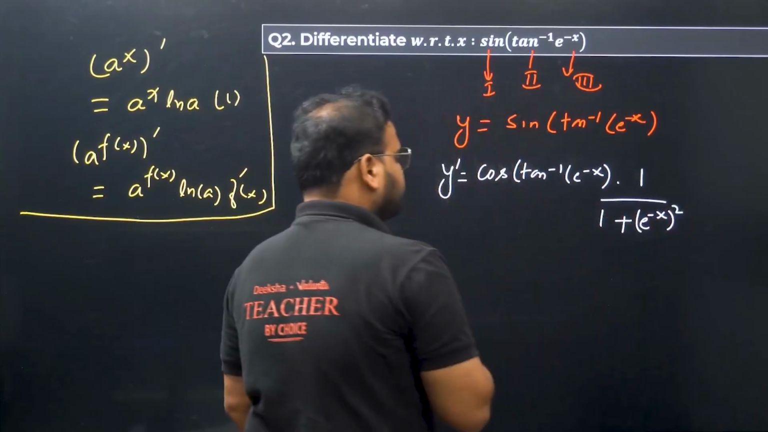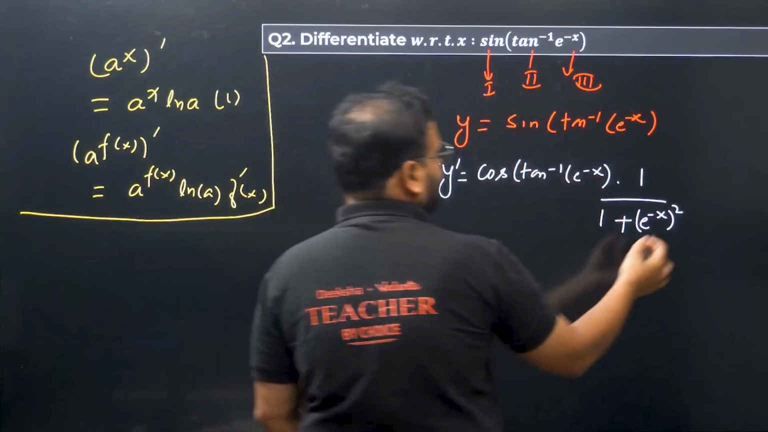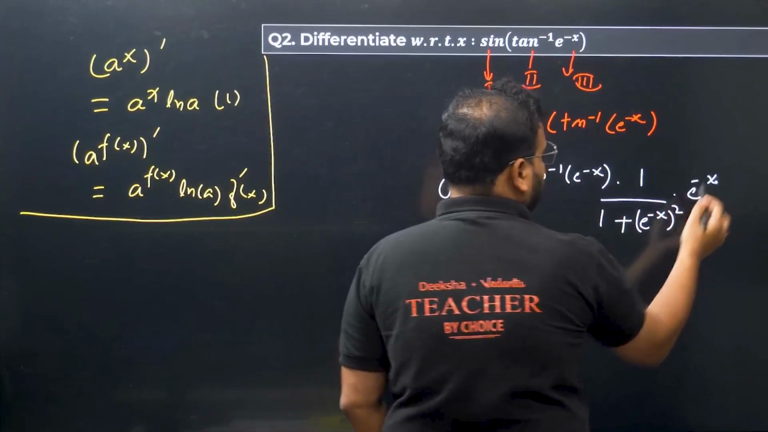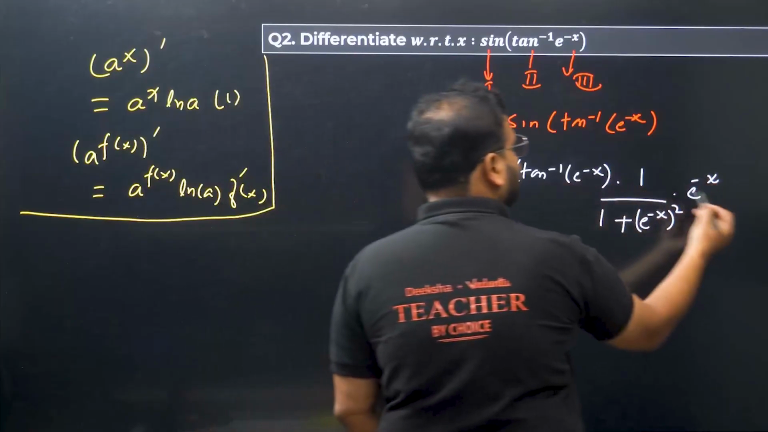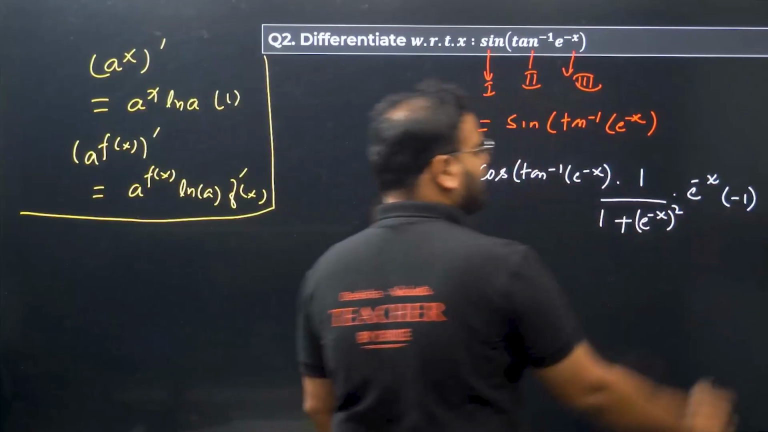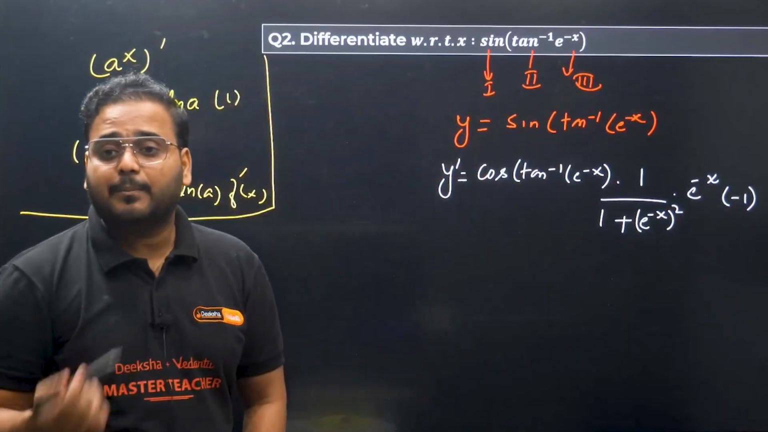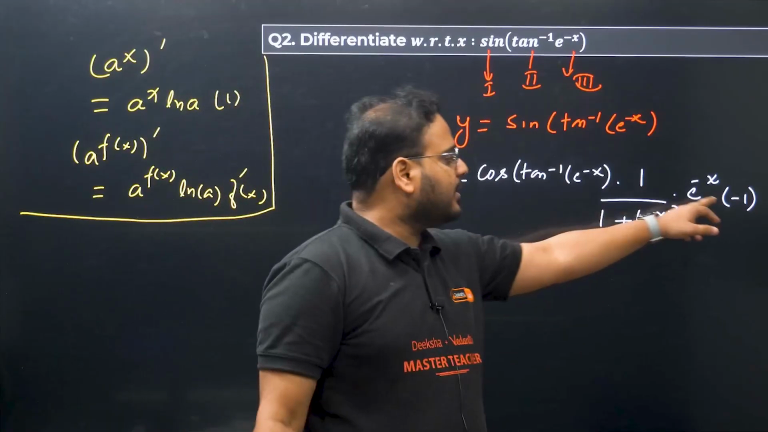Then the last one, the derivative of e power minus x. e power minus x will remain as it is. And if you differentiate minus x, you're going to get what? The derivative of minus x will become minus 1.